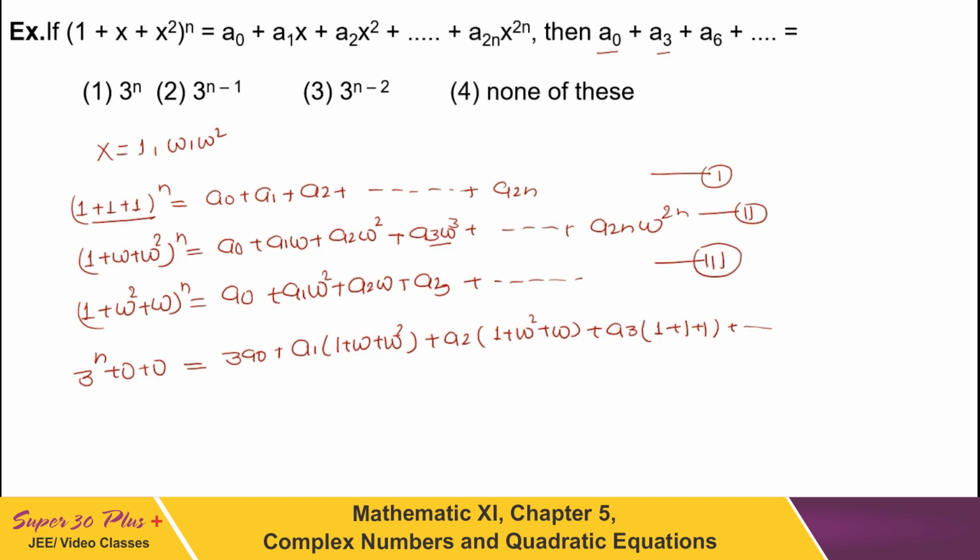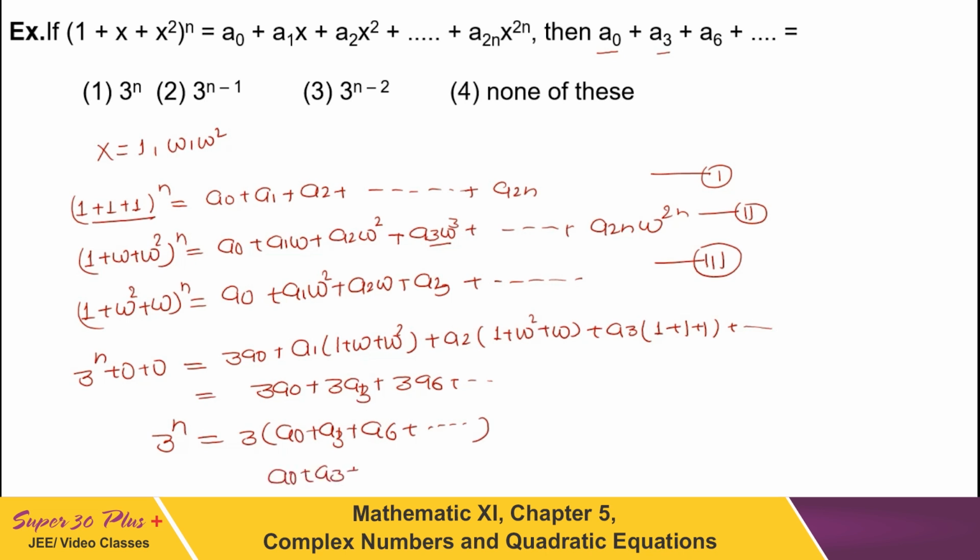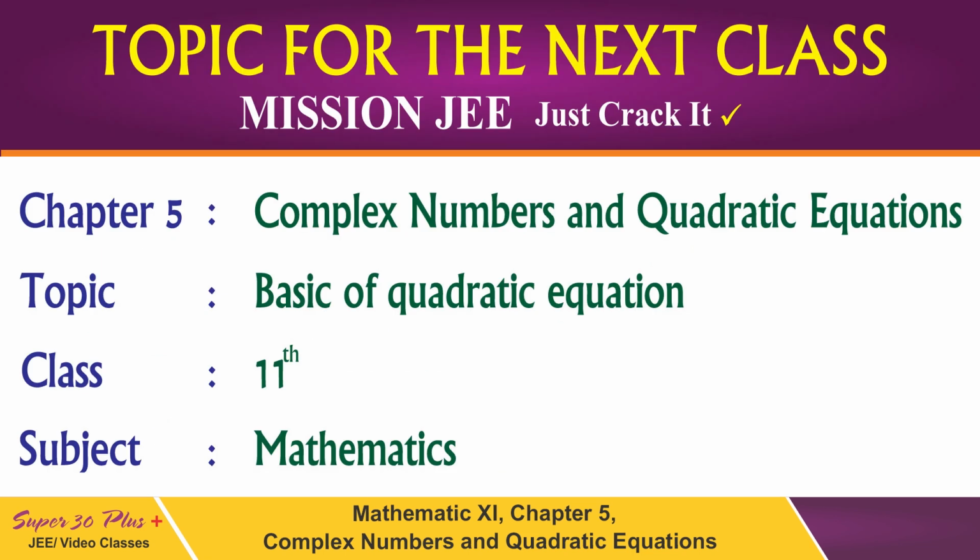Now we observe that it is 3a0 plus 3a3 plus 3a6 and dot dot dot. So our equation is like this: 3 to power n is equal to 3 times (a0 plus a3 plus a6 plus dot dot dot). Then what is the value of a0 plus a3 plus a6? It is equal to 3 to power n minus 1. This is our answer. Option number 2 is the correct option.